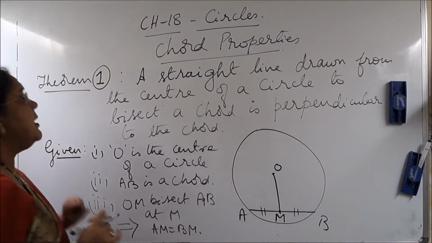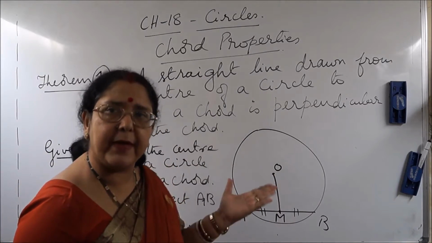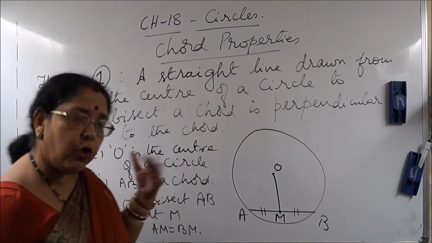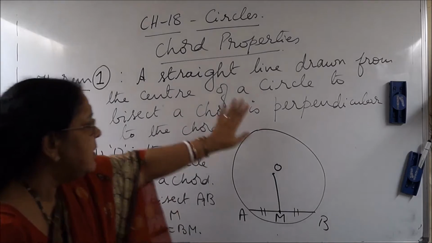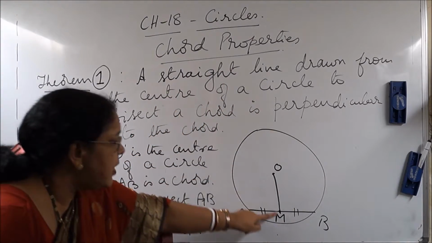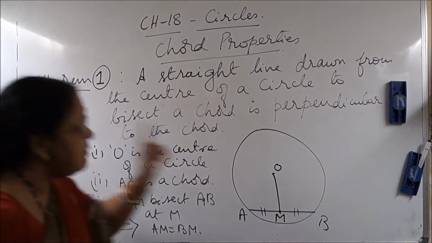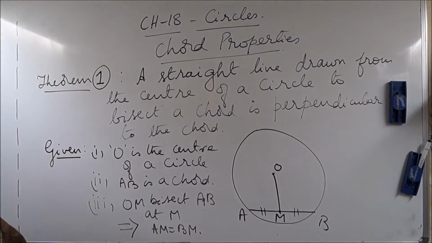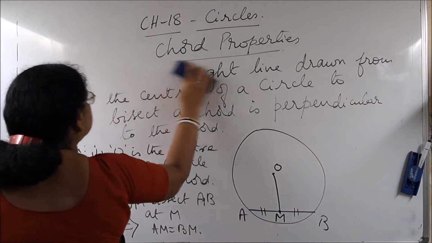Now according to this theorem, OM will be perpendicular to AB. So we have to verify that. We have to prove that. Is it true or not? We will find out whether OM is perpendicular to AB or not. That is what this theorem is saying: the straight line drawn from the center of a circle to bisect a chord is perpendicular to the chord. So we have to see whether OM is perpendicular to AB or not. Now let us see the verification part.